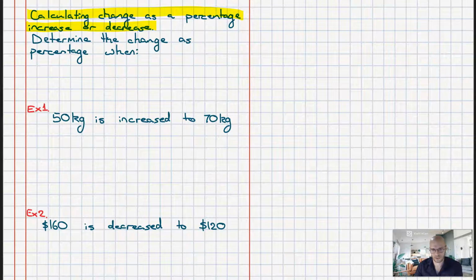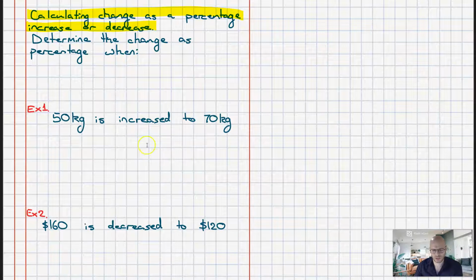Welcome to this video on the topic of percentages. In this video, we're going to have a look at how we can measure the change in quantities as a percentage of increase and decrease. What do I mean by that? Well, in example 1, we've got 50 kilograms is increased to 70 kilograms. And then in example 2, we've got $160 is decreased to $120.